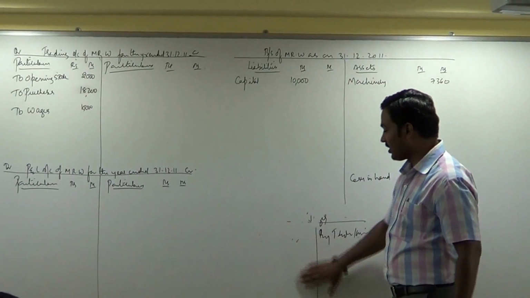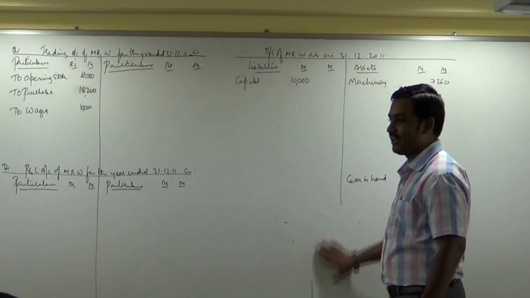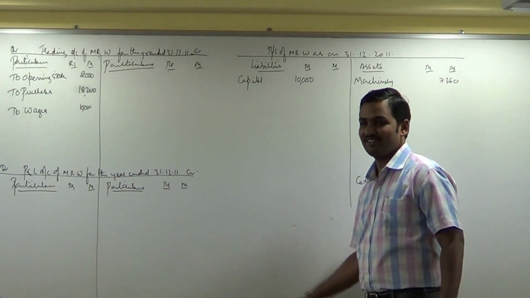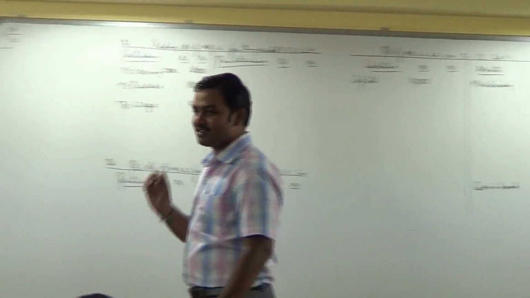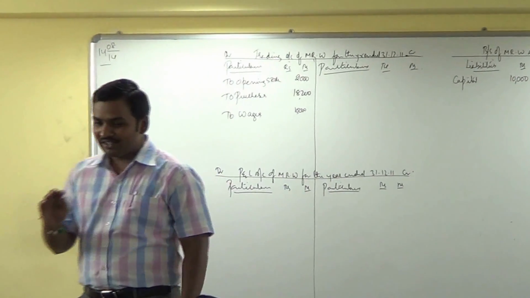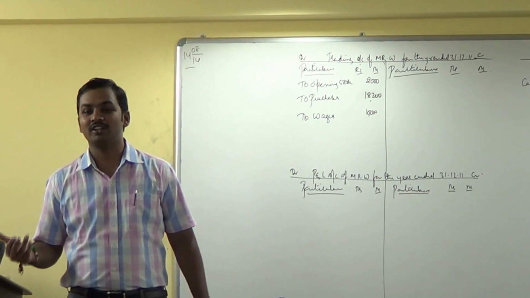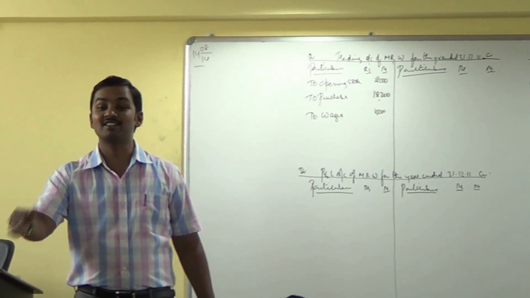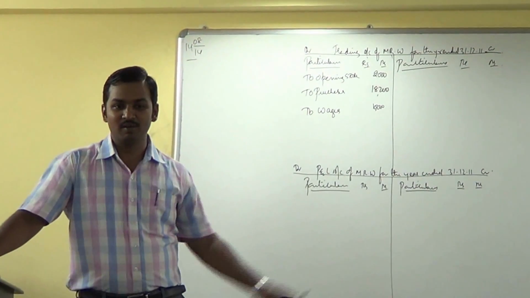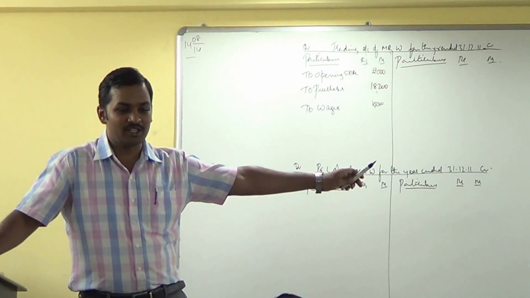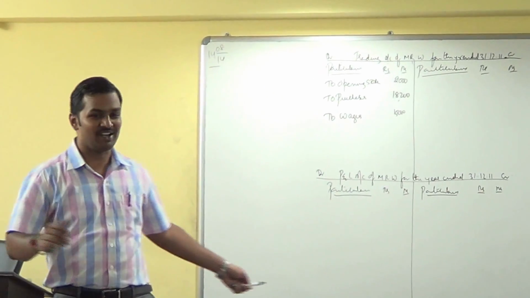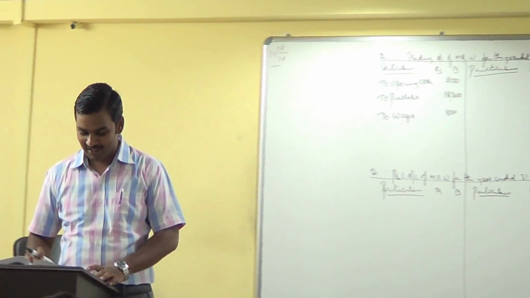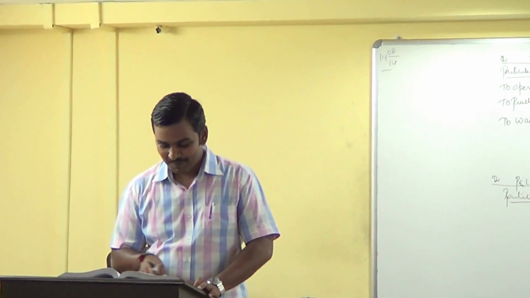The trading account and P&L account are graveyards where all the nominal accounts are going to be buried. All the alive accounts, the real accounts and the personal accounts, the assets and liabilities, will be kept alive by putting them in a sheet called the balance sheet. All remaining accounts will be killed by transferring them to the trading and P&L account.